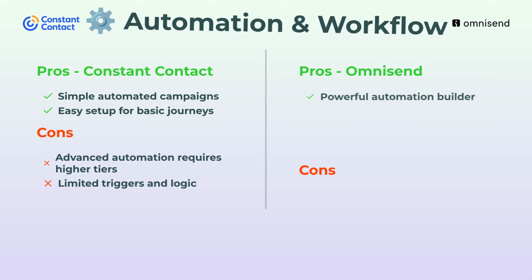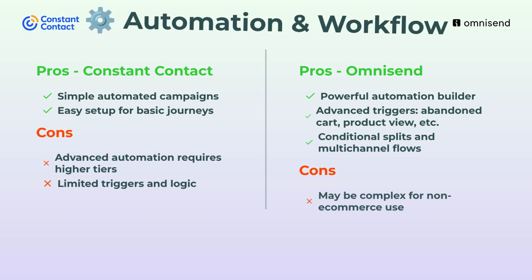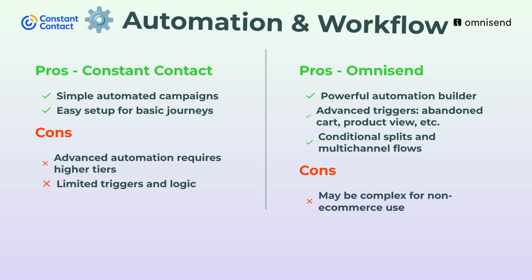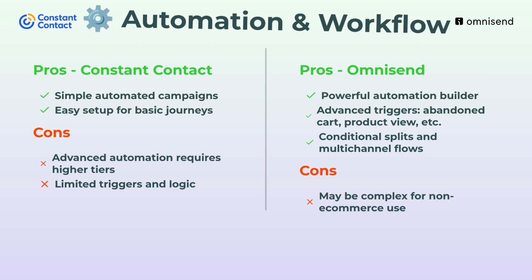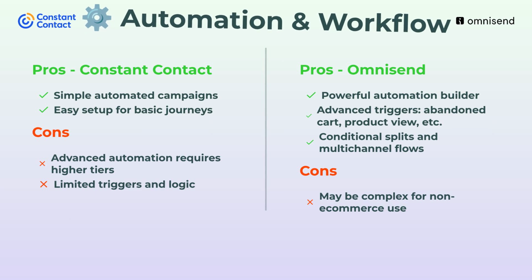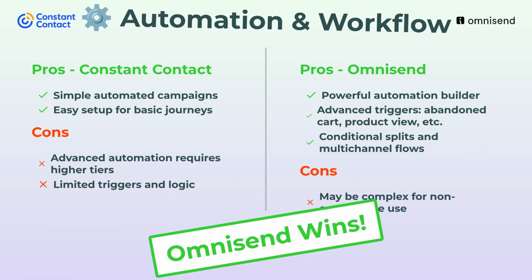Omnisend, on the other hand, their automation builder is pretty slick. You get advanced triggers, like abandoned cart, product-based logic, multi-channel flows, conditional splits, all the nerdy stuff that e-commerce folks crave. But fair warning, if you're not into e-commerce, it might feel kinda over-designed. Still, Omnisend absolutely dominates in automation.